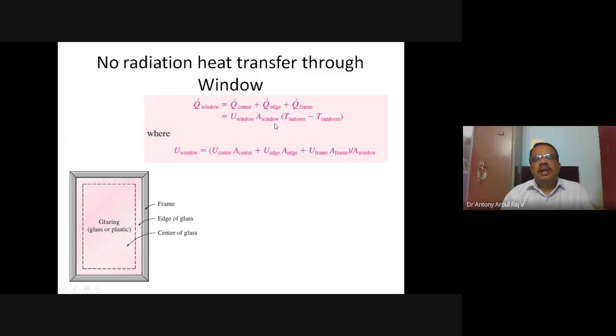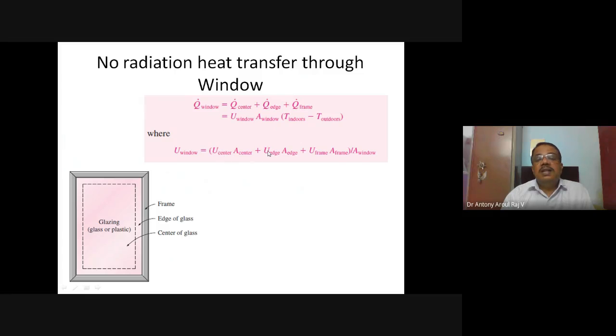I am taking the overall U value for the window. How am I calculating the U value for the overall window? I am doing it by area weighted average. First I am calculating U for the frame. Similarly, I am calculating U for the edge. Similarly, I am calculating U for the center.